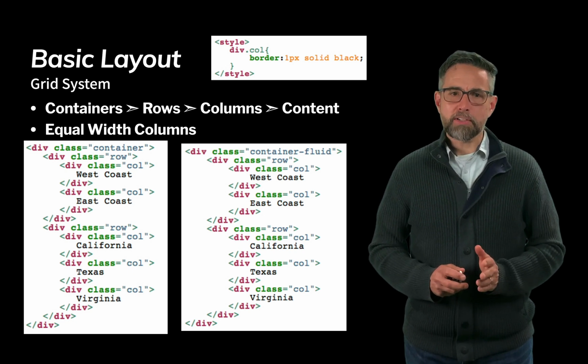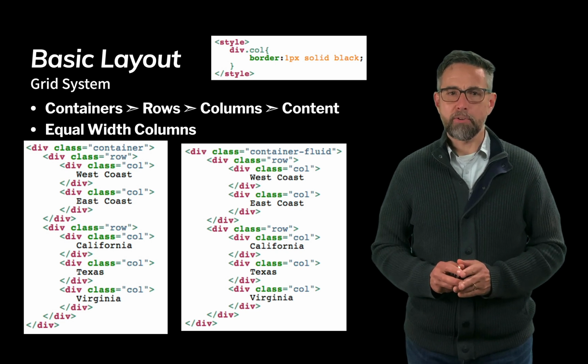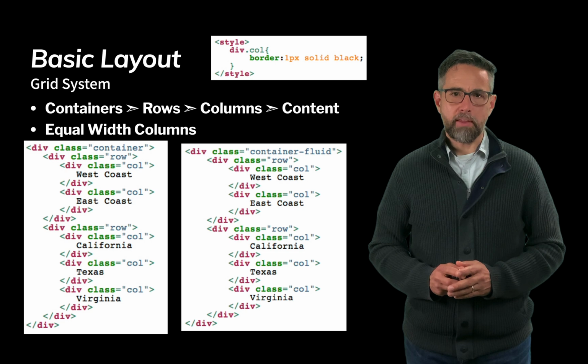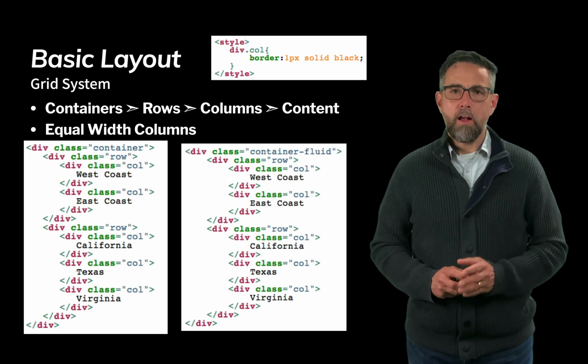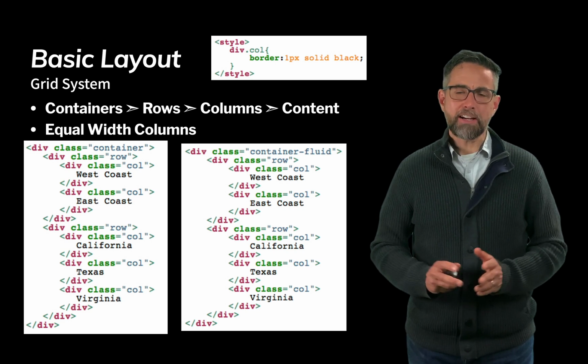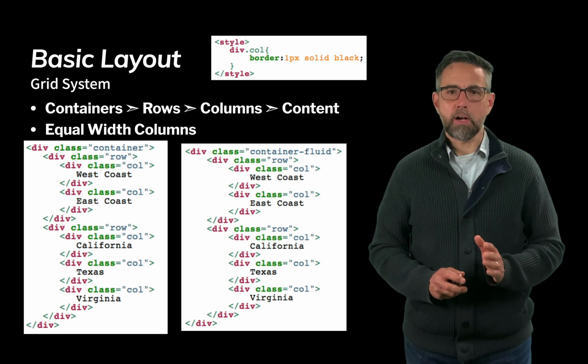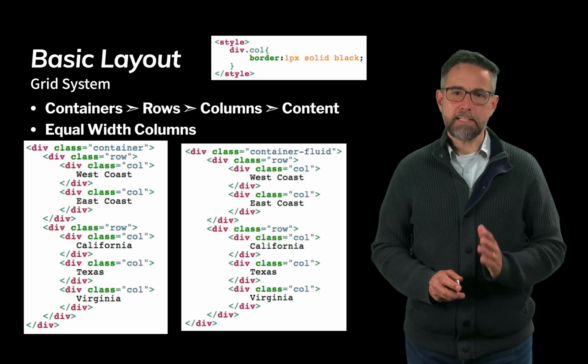On the leftmost side, we have an outer class of container. You can see both of these examples have 2 rows that are within the outer container. The left example is a container, and the right example is a container-fluid. Actually, the first row in both cases has 2 columns, West Coast and East Coast. And the second row has 3 columns, California, Texas, and Virginia.